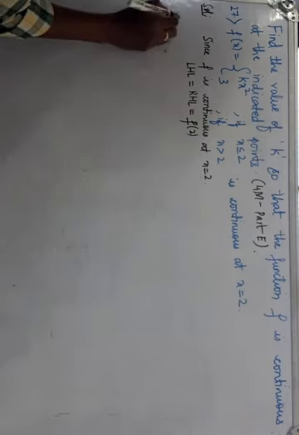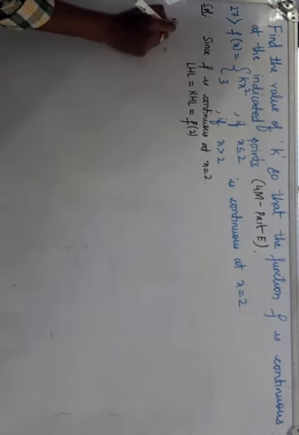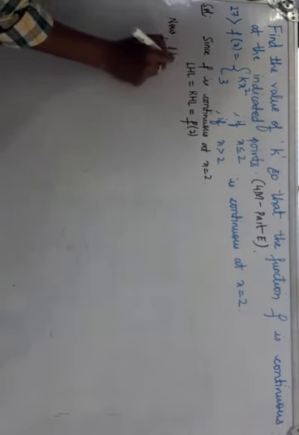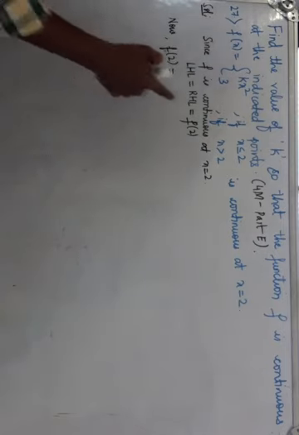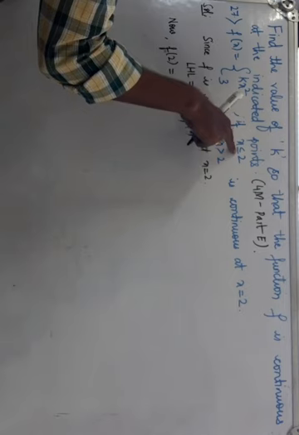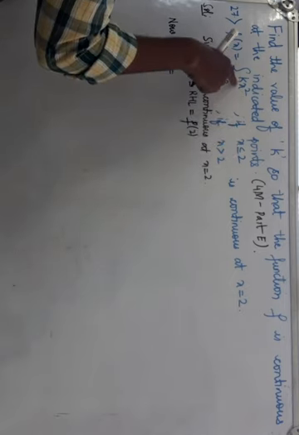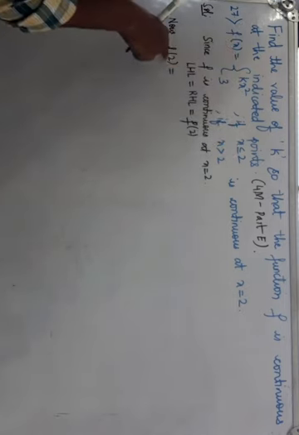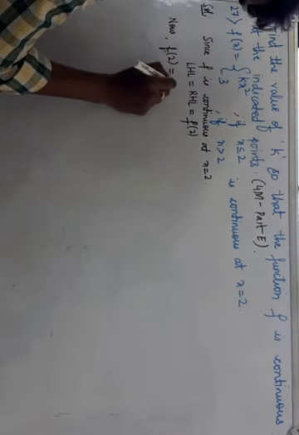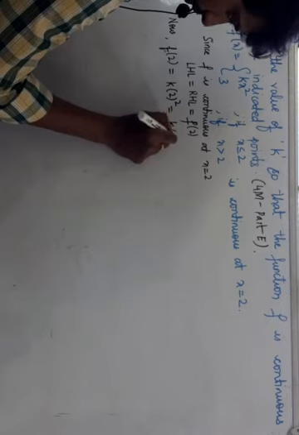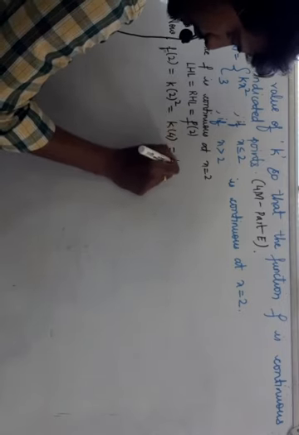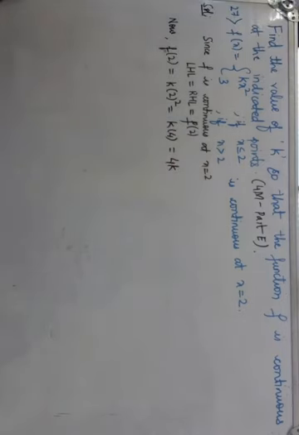So first I calculate f of 2. Now, f of 2 is exactly equal to 2, so the first branch applies. So it is kx square. In place of x I have to substitute 2, that will be k into 2 square. 2 square is 4. So f of 2 will be 4k.